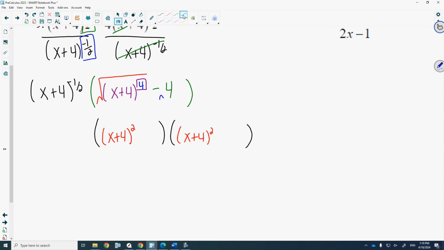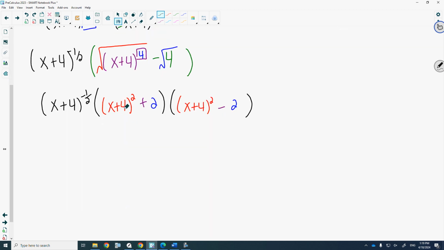The square root of 4 is 2. 1 gets a plus and 1 gets a minus. And then I have this x plus 4 to the negative 1 over 2. Okay. From here, could I clean this up? So from here, what we're going to do is let's expand this and add 2. In this factor, we're going to expand this and subtract 2.